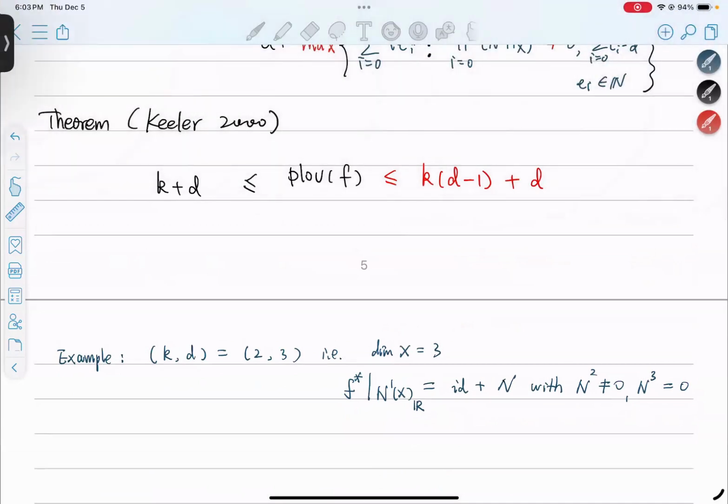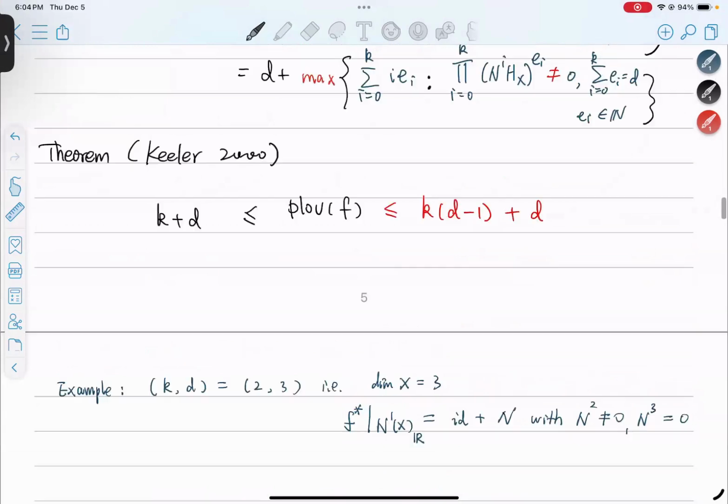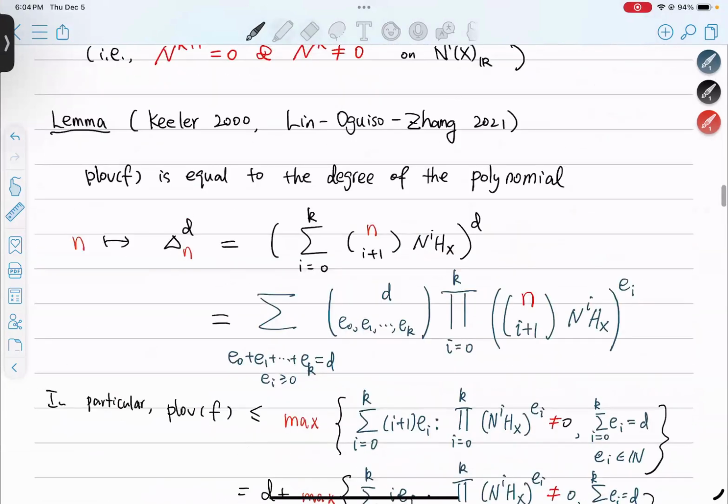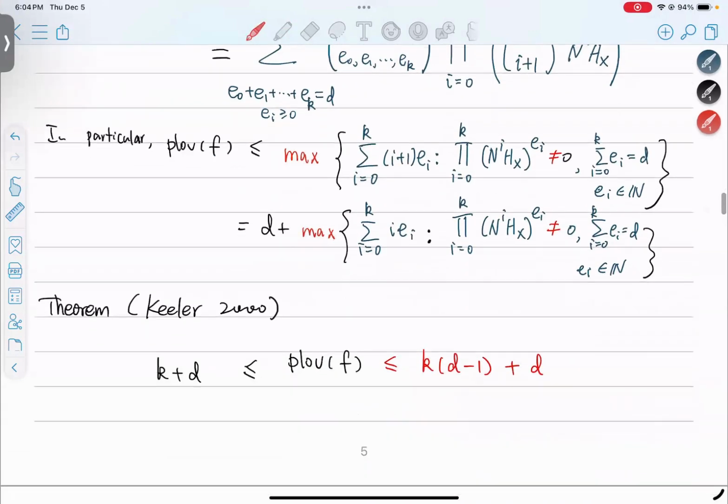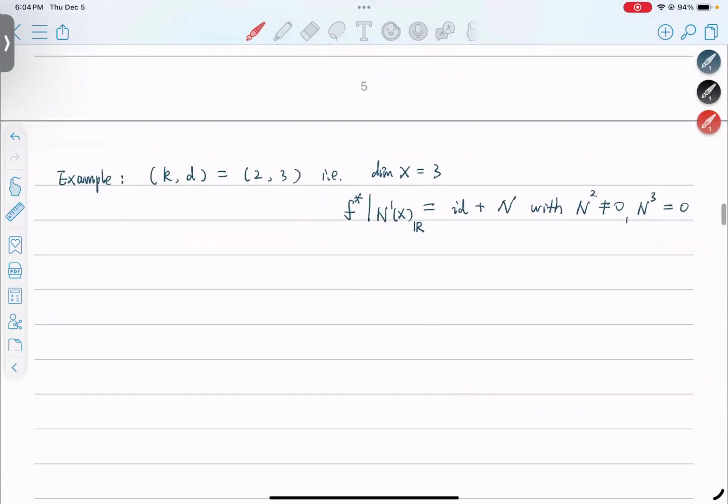So let me just give you an example, show you how to use this lemma to prove some upper bound. Let me look at a lower dimension case. For example, the dimension of x is 3. In this case, I assume k is true, which means that the pullback of f on the non-separate group is unipotent. The nilpotent index is 3. So n to the 3 is trivial.